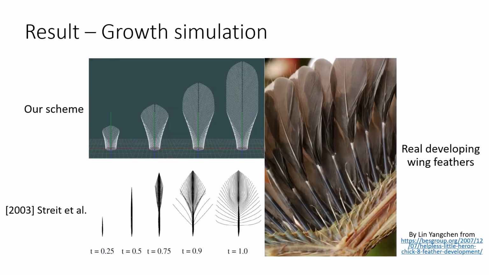Here is a comparison of growth simulation results. In previous papers, we only found a few coworkers who discussed growth simulation, and their results were limited to 2D space and implemented by a simple interpolation of barb angles. Our scheme can achieve a 3D simulation of feather growth by applying helical growth and unfurling, which is more similar to the real developing feathers in the right picture.